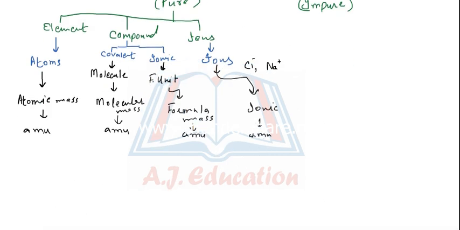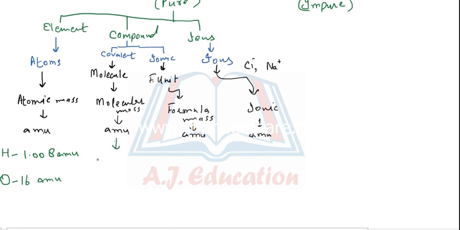Now let's see some examples of these properties, starting with atomic mass, that is of an atom. For example, hydrogen is an element, so its mass should be its atomic mass. One atom of hydrogen has a mass of 1.008 AMU. Similarly, the mass of an oxygen atom is 16 AMU.